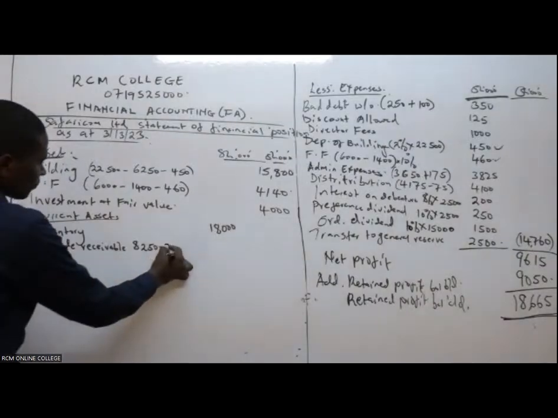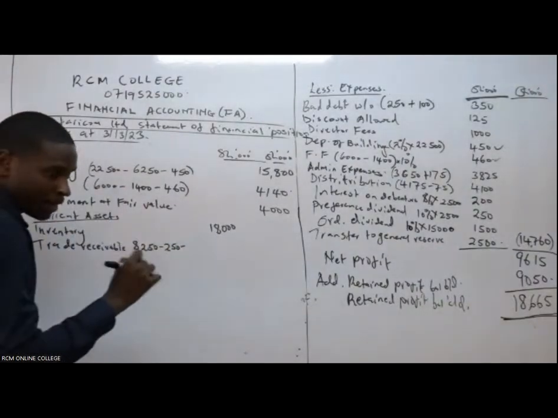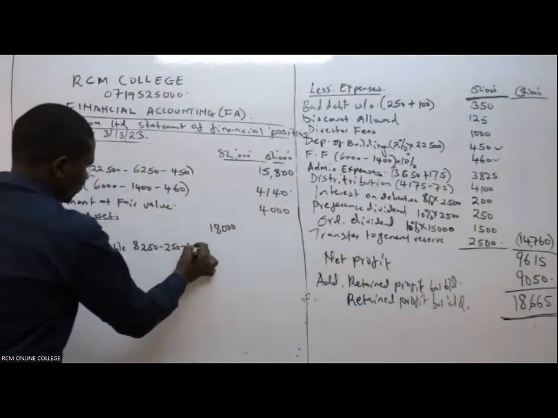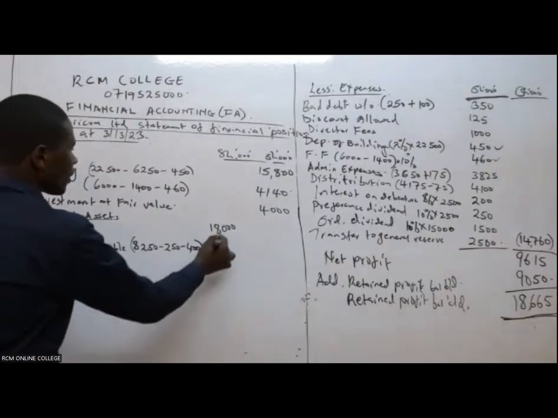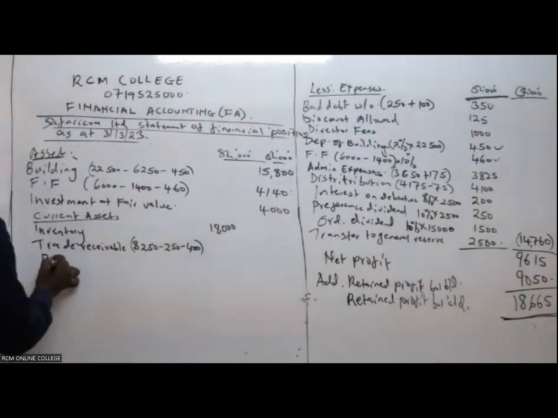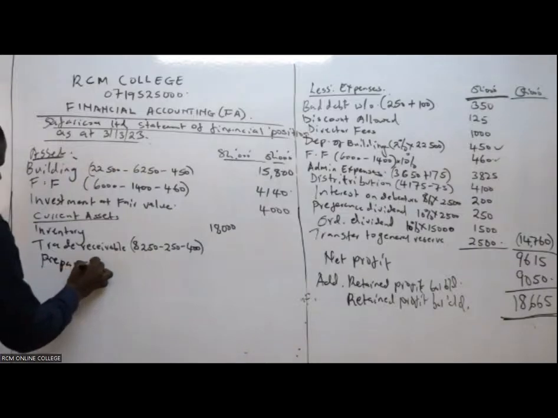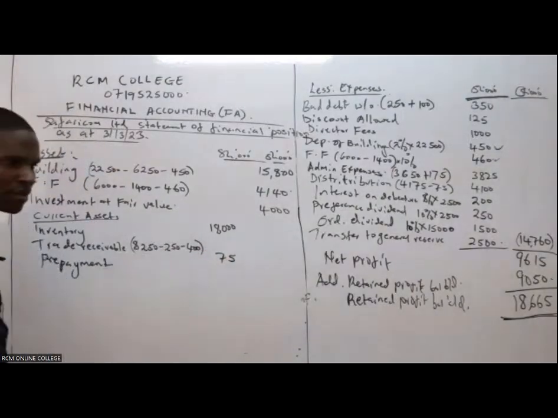Minus 250. Minus what? The allowance for doubtful debts, the 5% of 8,000. Put your value there. Then prepayment. Prepayment, it was 75. Can you give me this trade receivable?